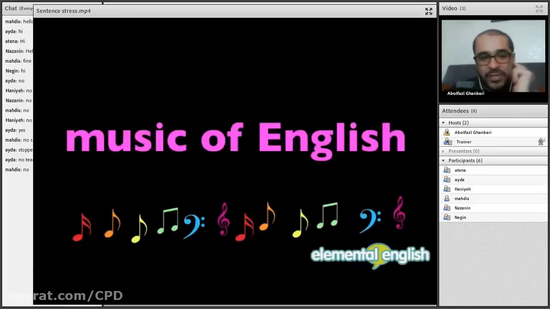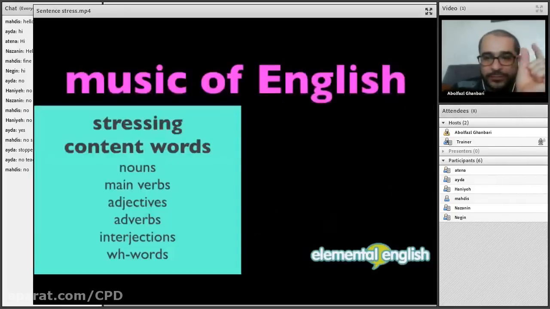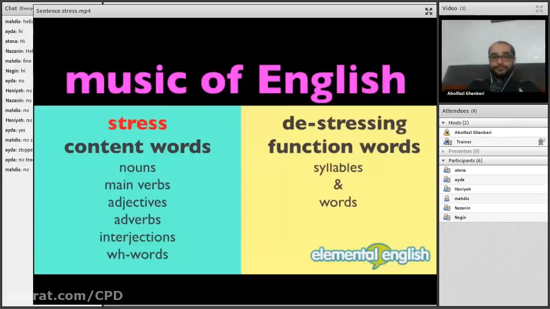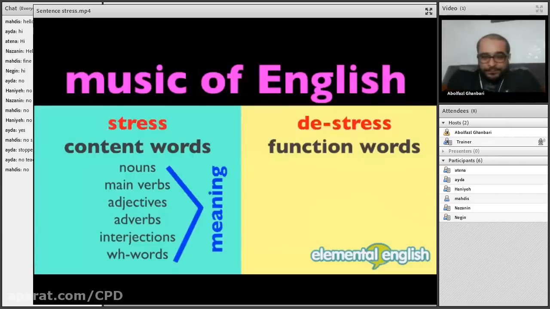The music of English comes from stressing and de-stressing syllables and words. By content words, I mean that we say them with more emphasis. But for function words, we de-stress them. It means that we make them shorter and weaker. We stress content words, which carry the meaning of the sentence, and we de-stress function words, which provide the sentence's grammar and structure, but do not carry much meaning.